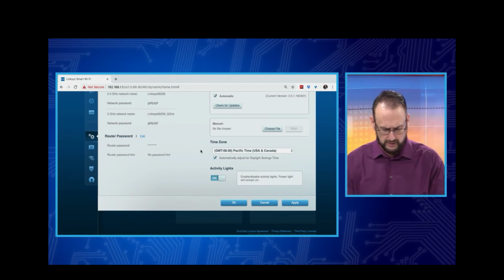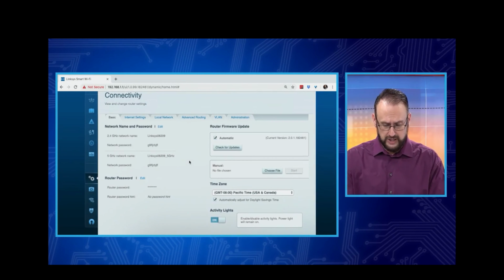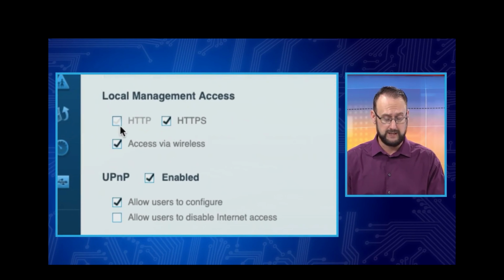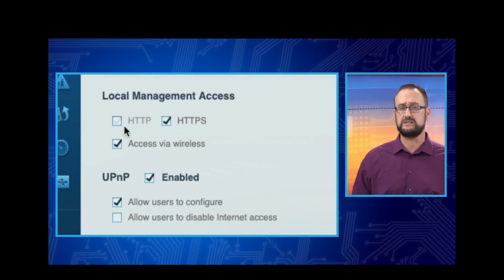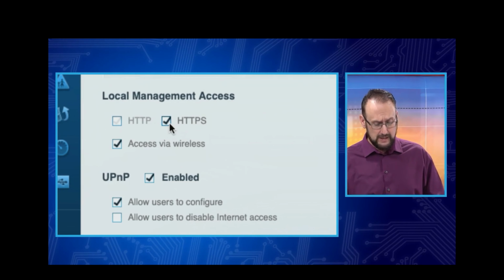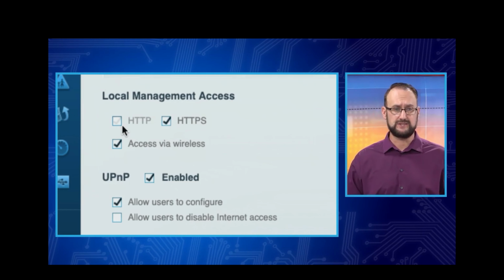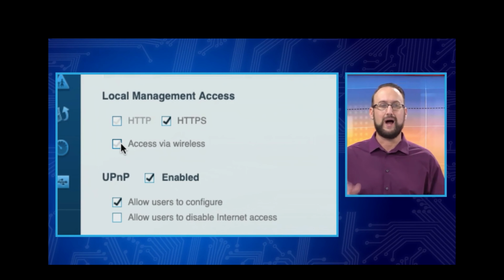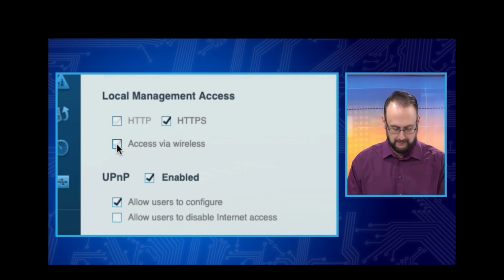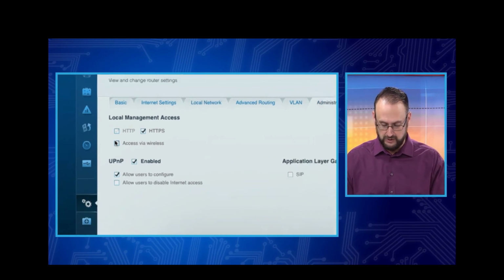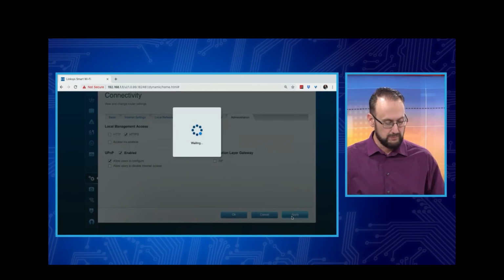In this case, we're going to change the administration side here. Notice that by default, HTTP is selected. Sometimes you can disable HTTP and select HTTPS. In this case, we can't, but I'm also going to uncheck access via the wireless interface. And again, that is up to you and the specifications of your network. So we'll go ahead and commit those changes.